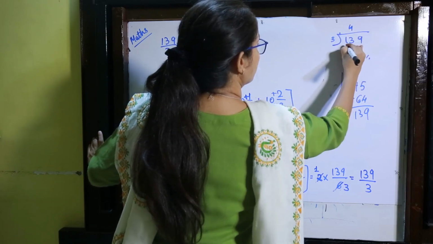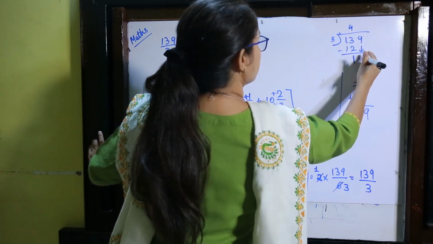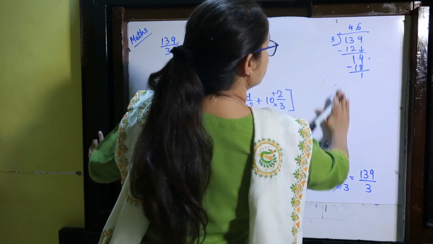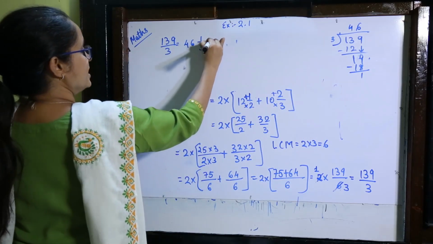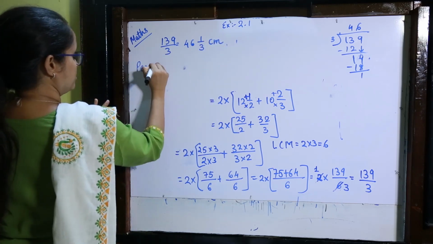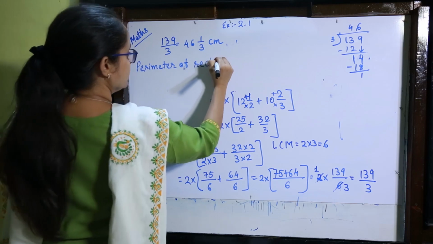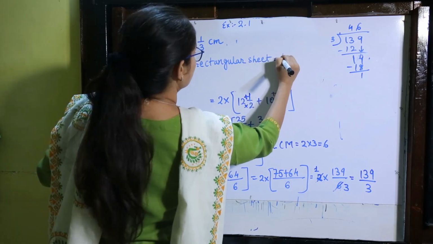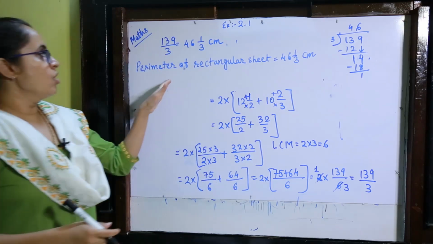3 4s are 12, 3 6s are 18. So the answer is 46 1/3 centimeter. So the perimeter of the rectangular sheet is equal to 46 1/3 centimeter. This is your answer to the question.